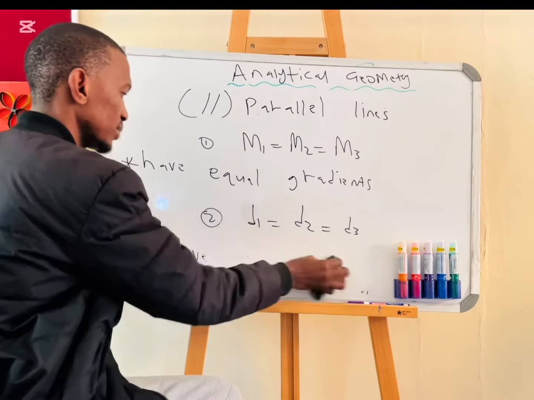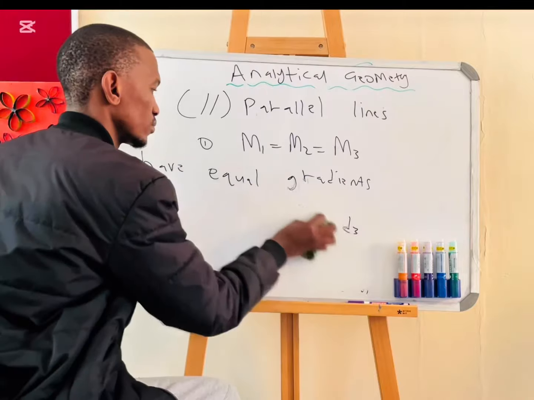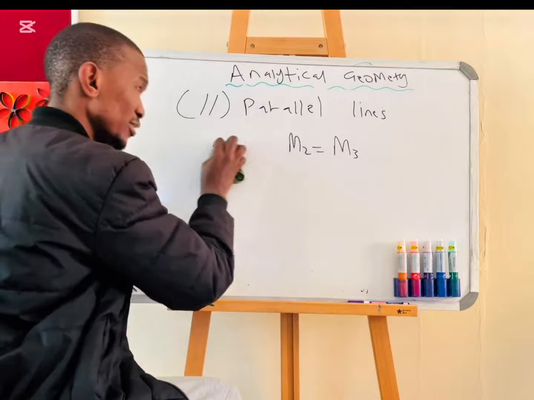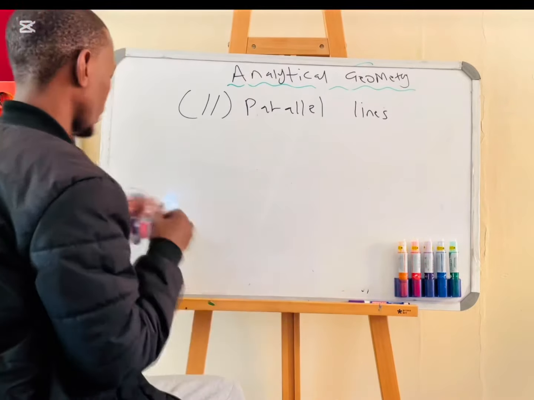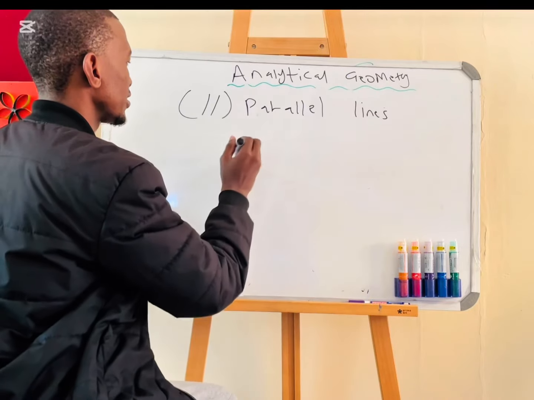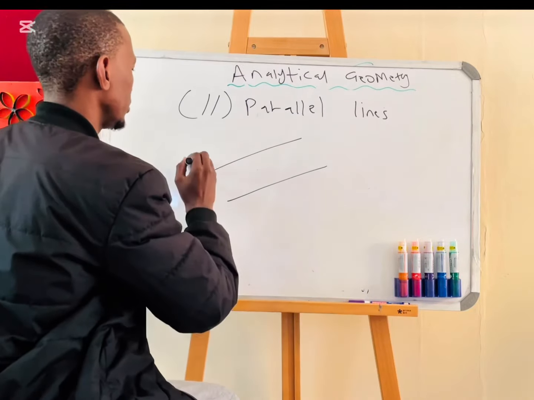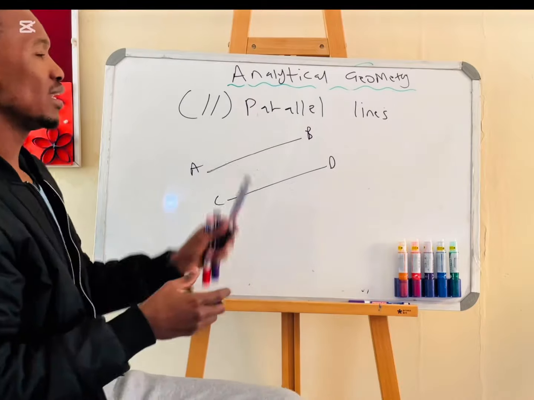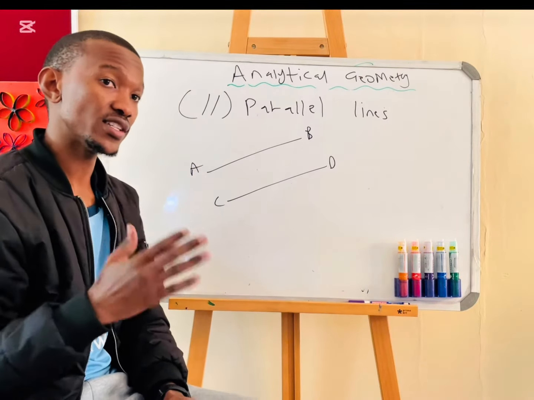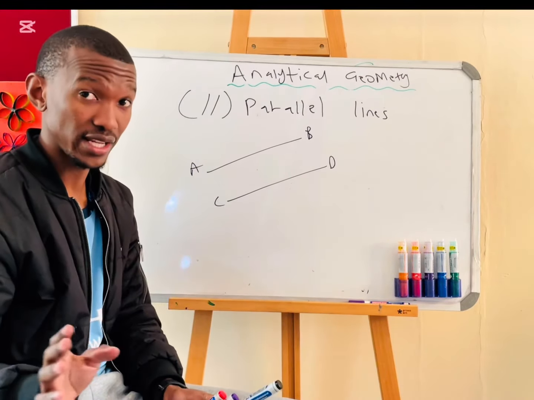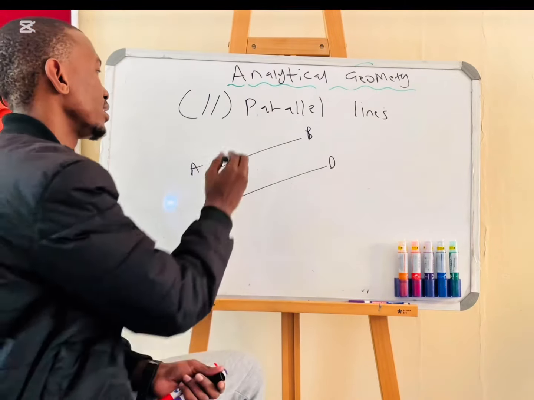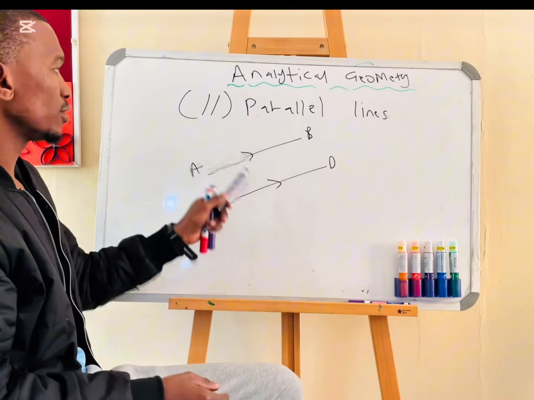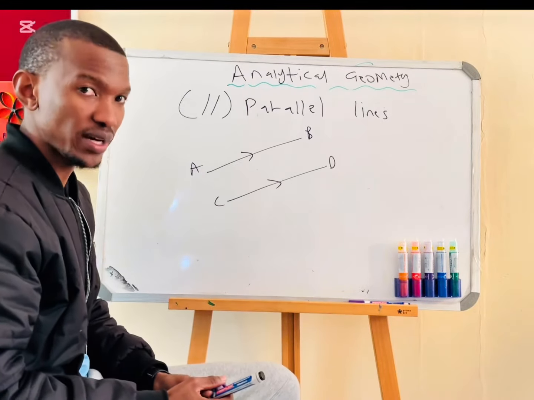Let me show you something, because someone is not getting what I'm saying, which is okay. This is line AB, line CD. Parallel lines are lines that never touch or cross each other, from grade 8 and grade 9. You know that. And we represent parallel lines with arrows like this. So whenever you see something like this, it means that the lines are parallel.